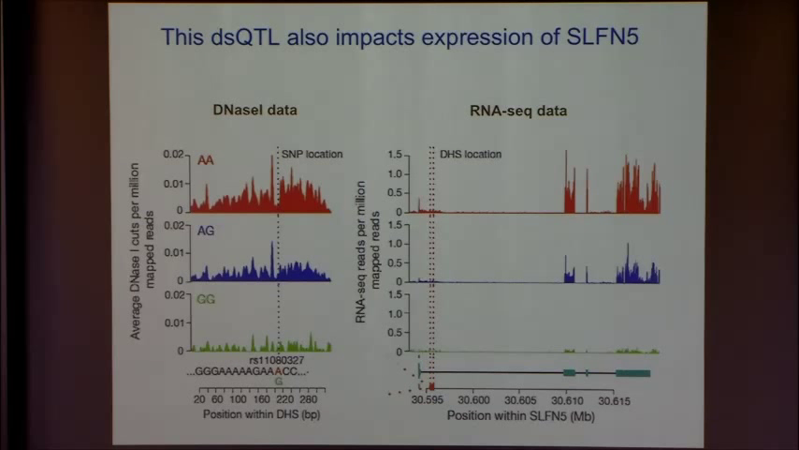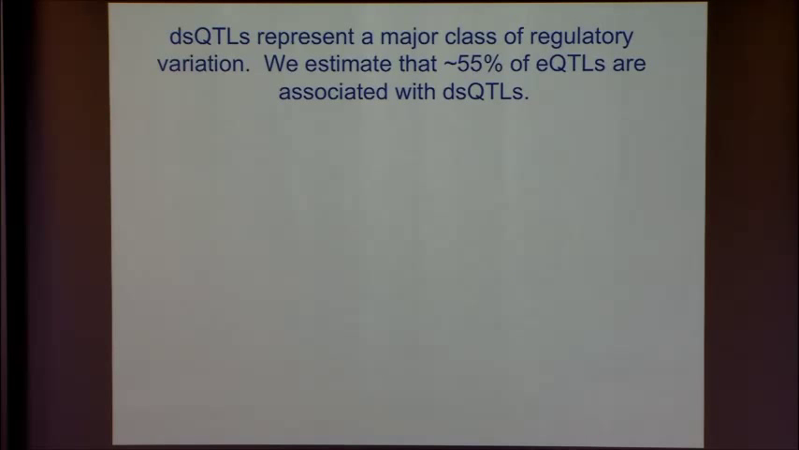And we find this is a very common pattern. So we estimate that, using our current data, about 55% of eQTLs are associated with changes in DNase I sensitivity, and there are some reasons why there are some dsQTLs that we miss, so the actual answer may even be higher than this. So this seems to be one fundamental mechanism by which eQTLs are generated.